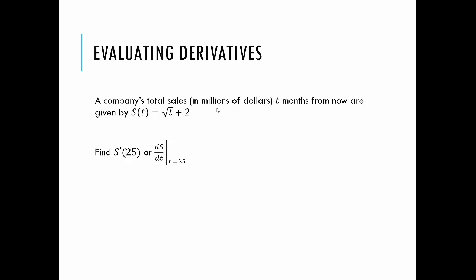So a company's total sales in millions of dollars t months from now are given by S of t equals square root of t plus 2. So we did this last lecture. Find the derivative and then evaluate it at 25. So this is one way you might see it written, or this way, the change in sales over the change in time evaluated at time equals 25 months. So to do this, we found the derivative, which was 1 over 2 square roots of t. And then to evaluate it, you simply, where you see a t, you plug in 25 and you get your answer.